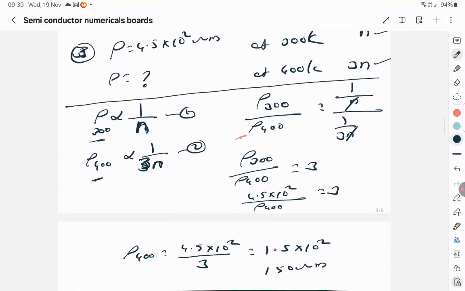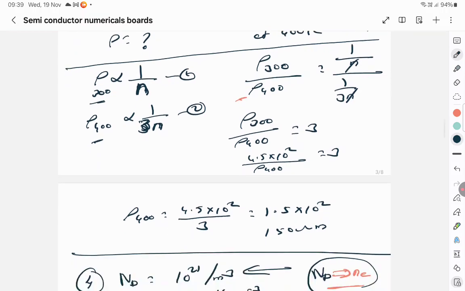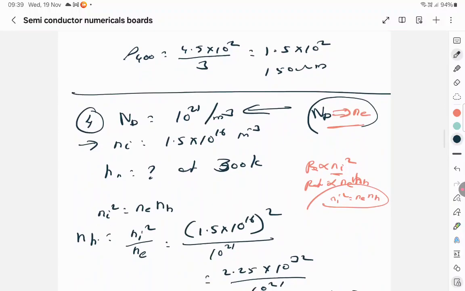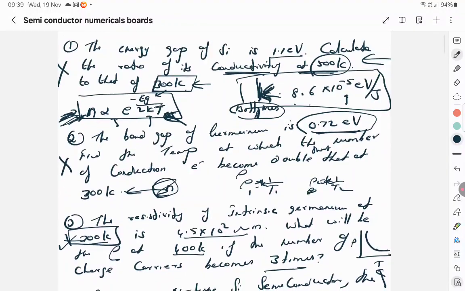So at 300 Kelvin, it's 1 by N. Resistivity and conductivity are also inversely proportional, and resistivity and temperature are inversely proportional. So the inversely proportional is just to plug in this value and get this. Okay. So next question is the fourth question.